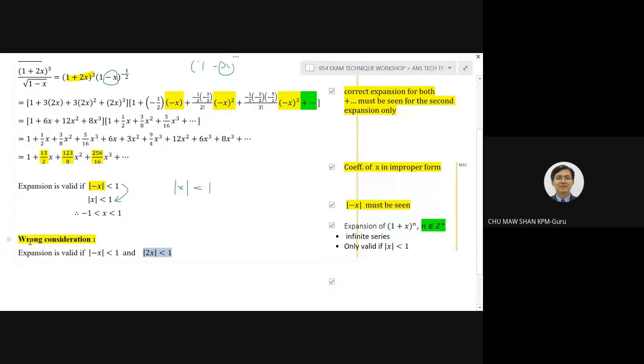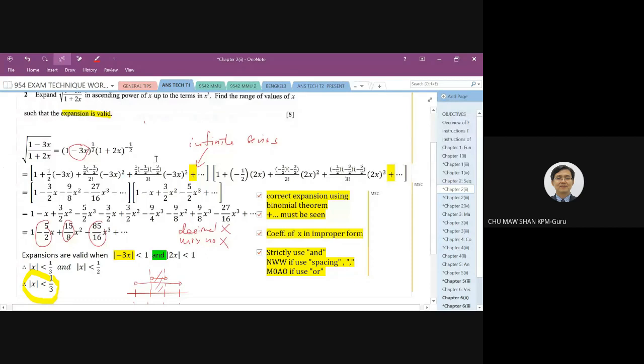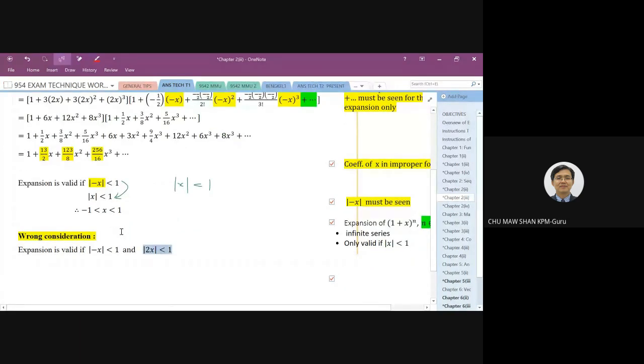But you look at this one. Why I say this is the wrong consideration? Bagi pendapat. Mengapa tadi saya buat dua expansion? Saya consider expansion 1, the modulus of negative 3x less than 1. And then modulus of 2x less than 1. I consider validity for both. But why when come to here, saya hanya ambil kira yang ini? Mengapa? Why?